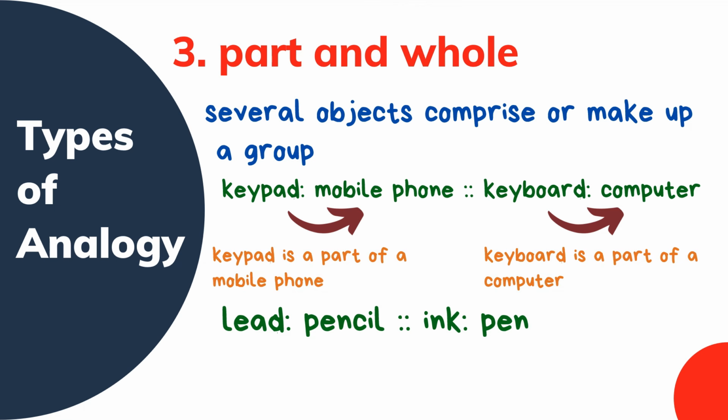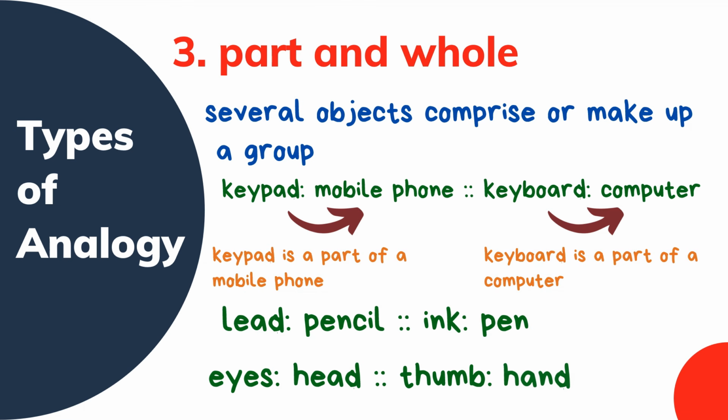Another example is lead is to pencil, as ink is to pen. Lead is the part of a pencil, and ink is also a part of a pen. Next one is eyes is to head, as thumb is to... That's correct, hand.